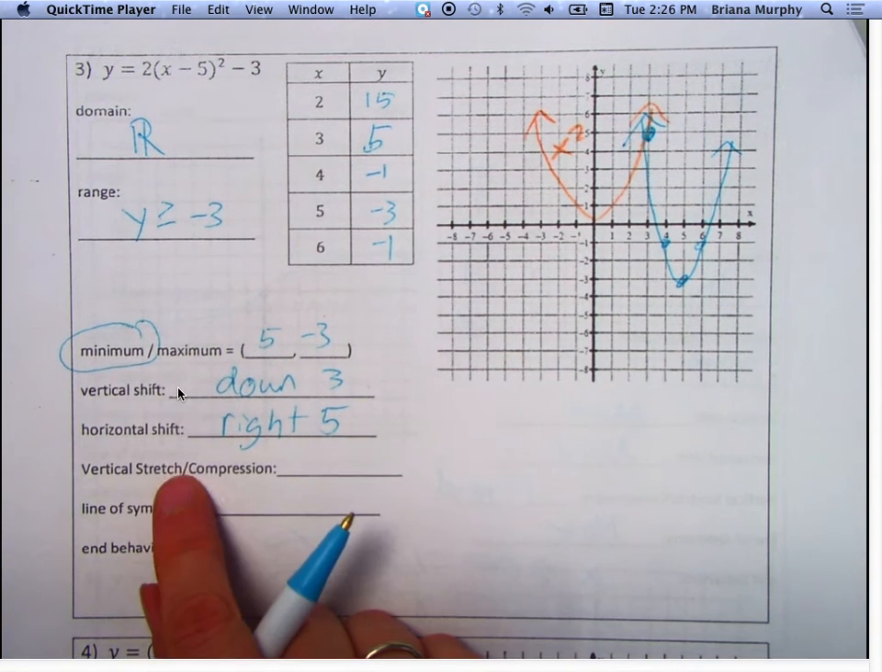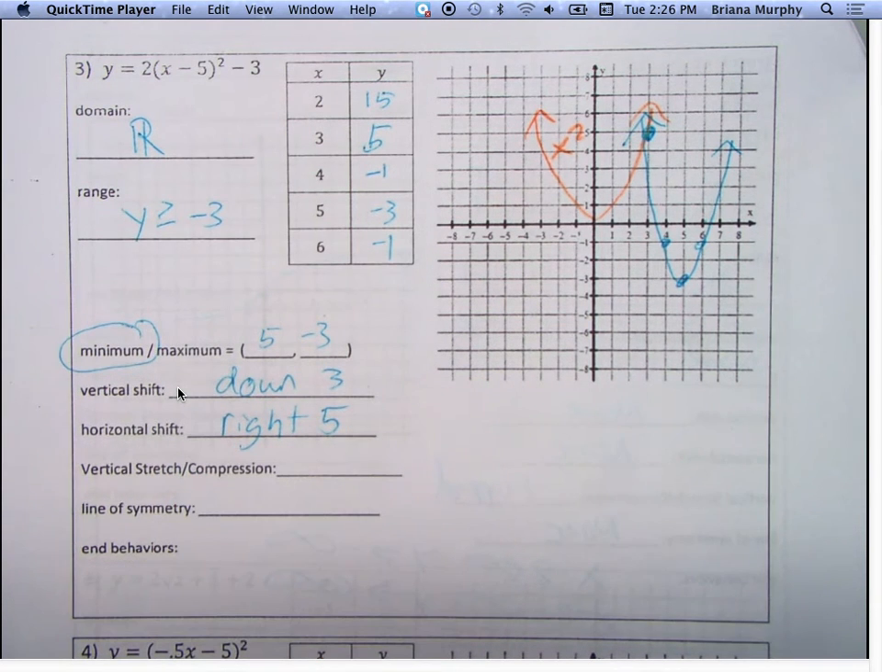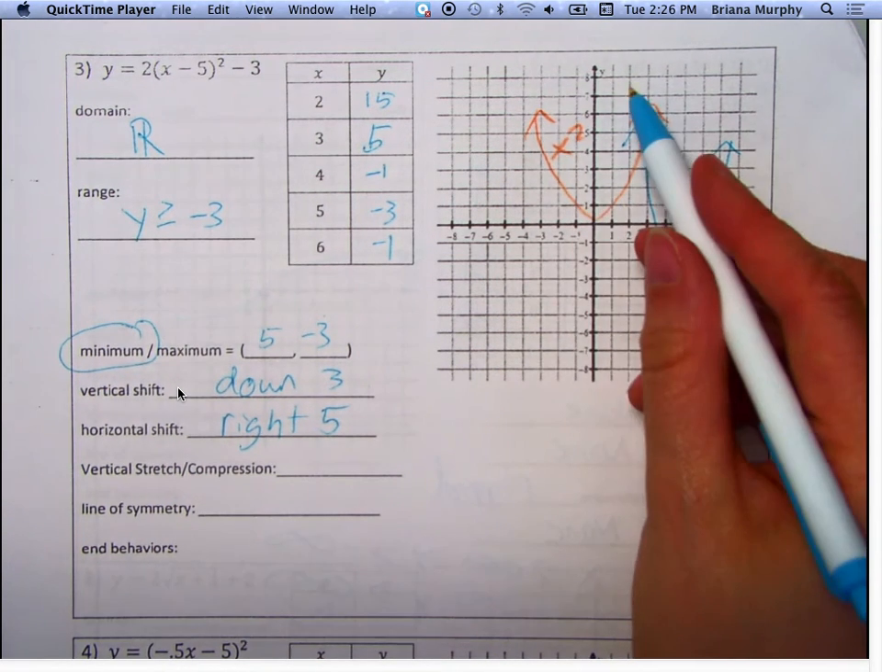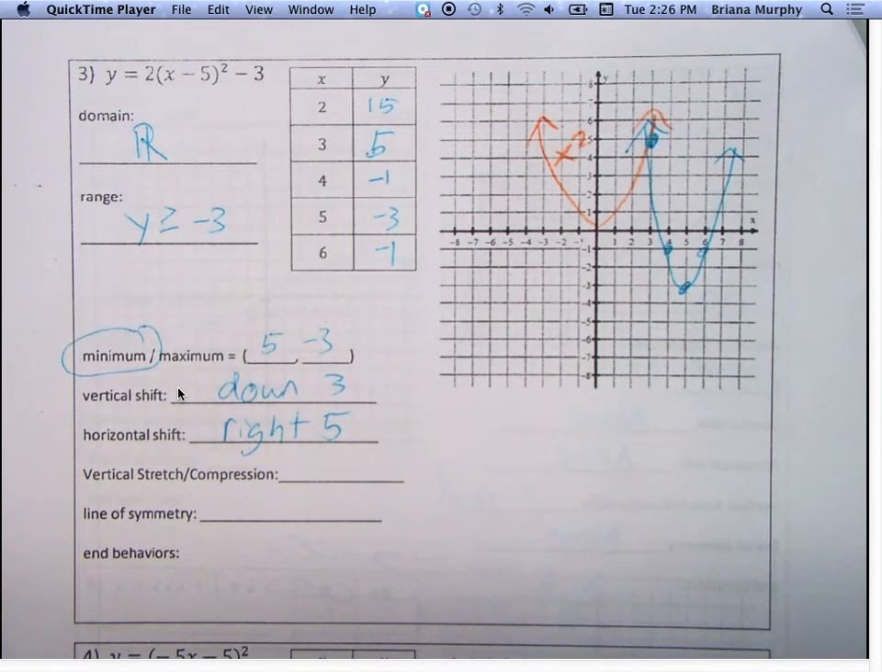Okay, here's where I'm going to talk about my vertical stretch or compression. See how wide this orange one is? See how this one is skinnier? Okay, so this is like my arms in the air. It's like somebody grabs my hand and pulls me towards the ceiling. So am I compressing or stretching? Stretching. So we stretched up by 2.